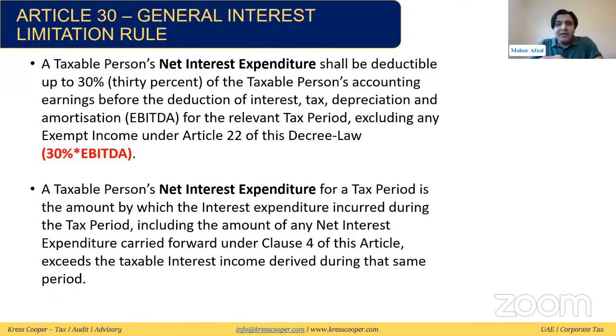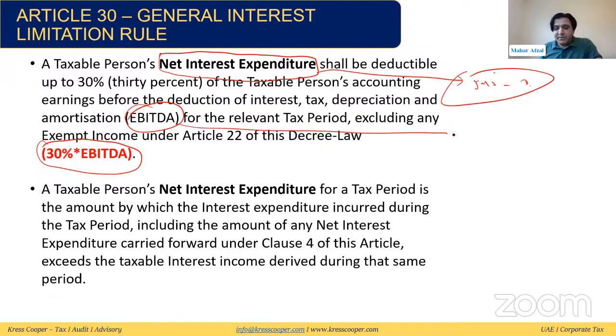What does the law say? The law says 30% of earnings before interest, tax, depreciation, and amortization will be allowed during the current tax period. And any amount beyond 30% of EBITDA can be carried forward for a further 10 tax years. So net interest expenditure, we have already discussed. 30% of EBITDA is allowed. The remaining will be carried forward for a further period of 10 years. This is interest expense less interest income on a net basis, against 30% of EBITDA.